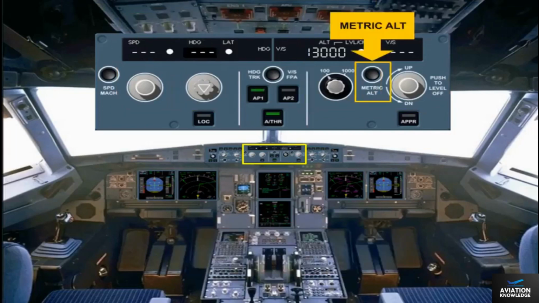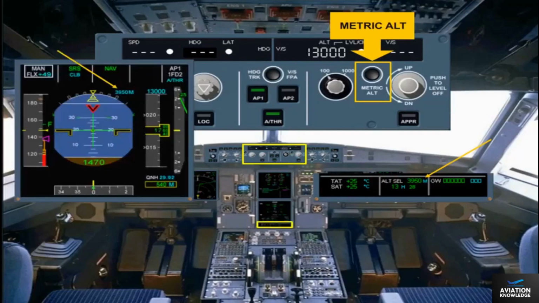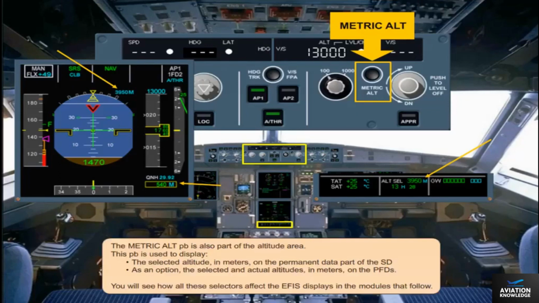The metric altitude push button is also part of the altitude area. This push button is used to display the selected altitude in meters on the permanent data part of the system display. As an option, the selected and actual altitudes in meters on the PFDs. You will see how all these selectors affect the EFIS displays in the modules that follow.